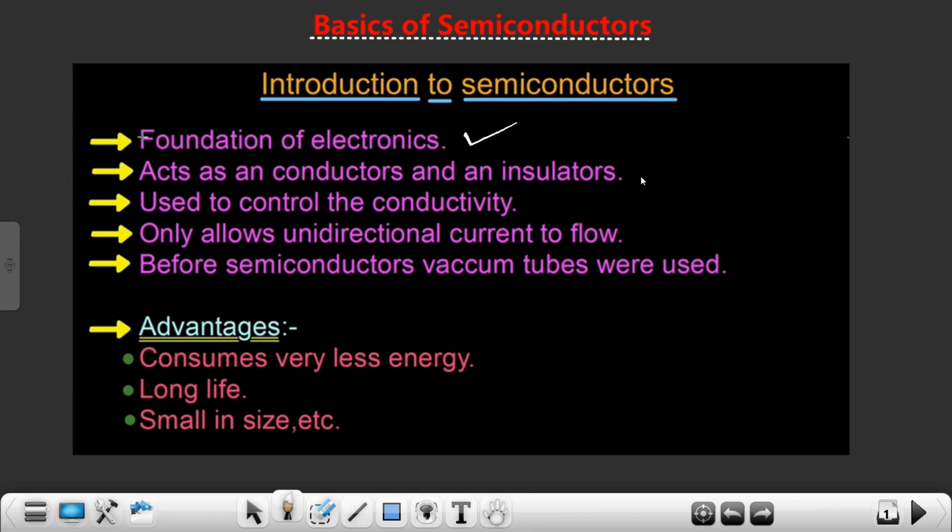The second and third point, that is semiconductor acts as an insulator and as a conductor as well, and it is used to control the conductivity. We are going to discuss this particular concept in a detailed way, but before that let's quickly revise what all things we had seen in our previous session.